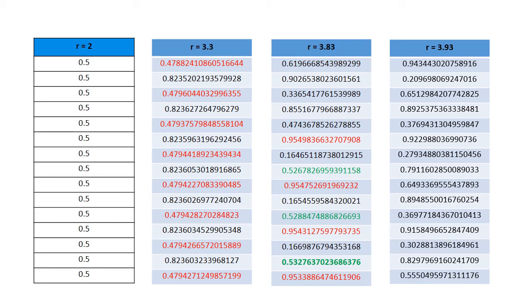Now I take r equal to 3.93 and the values of x are displayed in the last column. I give you 3 seconds to closely observe the nature of x. Okay, so what did you notice? There is no pattern as seen in the previous columns. No repeated values, and also most importantly, no values that are very close. That is, it is not periodic. These values are called the chaotic values.